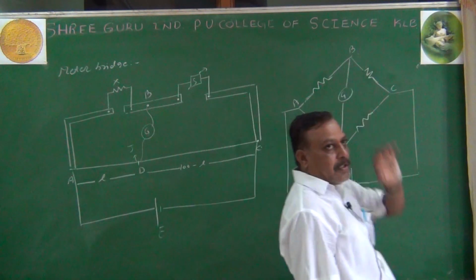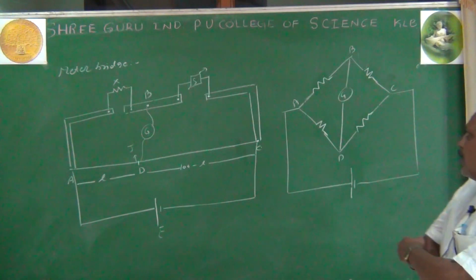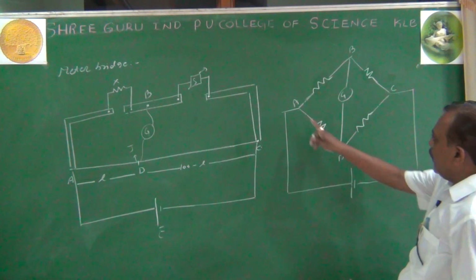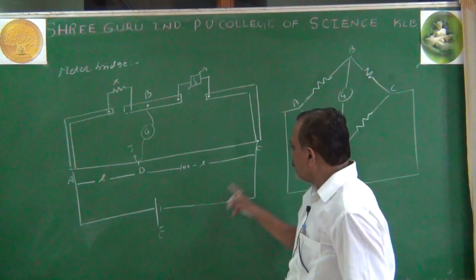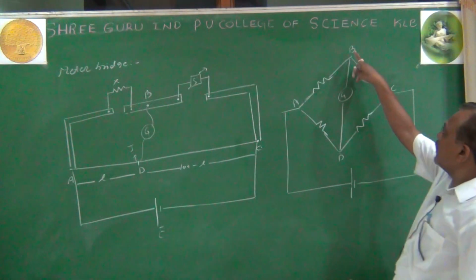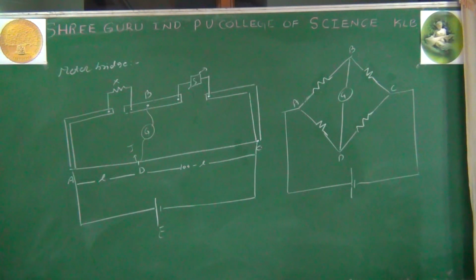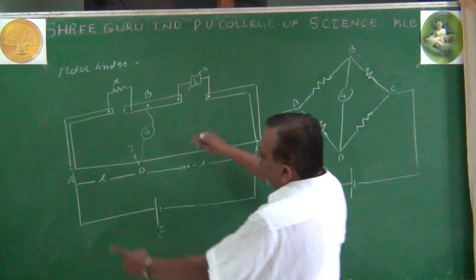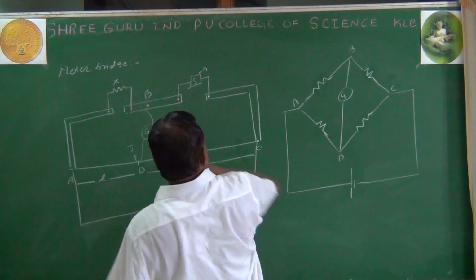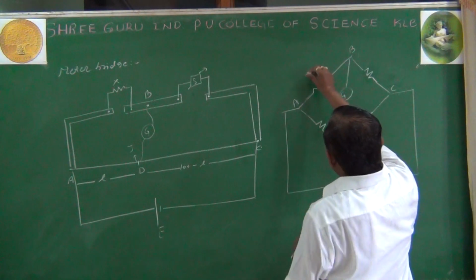Now this is my Wheatstone network. It consists of 4 resistances forming a quadrilateral, and where the battery is connected, the positive terminal goes to end A and the negative terminal goes to end C. The galvanometer is connected between B and D. Then, analyze this figure. In between A and B, what is the existence? X.